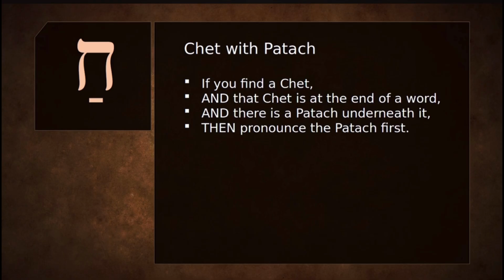So, if there is a letter chet, and it is the last letter in a word, only when it is the last letter, and there is a patach underneath the chet, and it has to be a patach, no other vowel. If all three of those conditions are met, then you will pronounce the patach before the chet. So instead of pronouncing this cha, you will pronounce it as ach. This is the one and only time where you will do this.